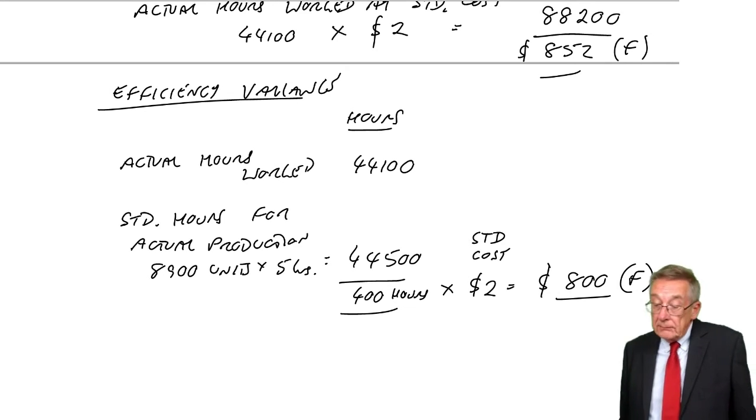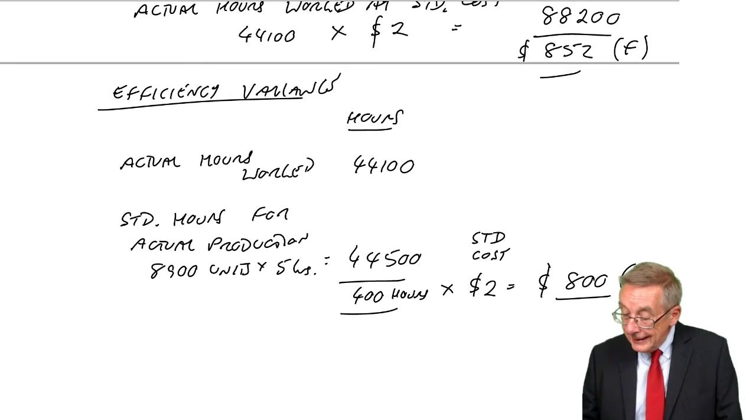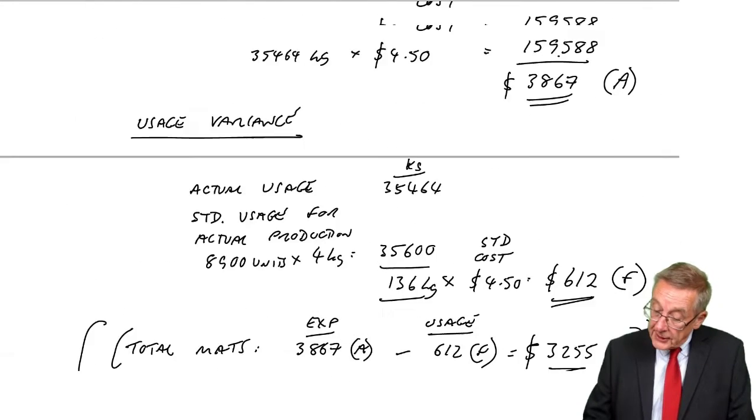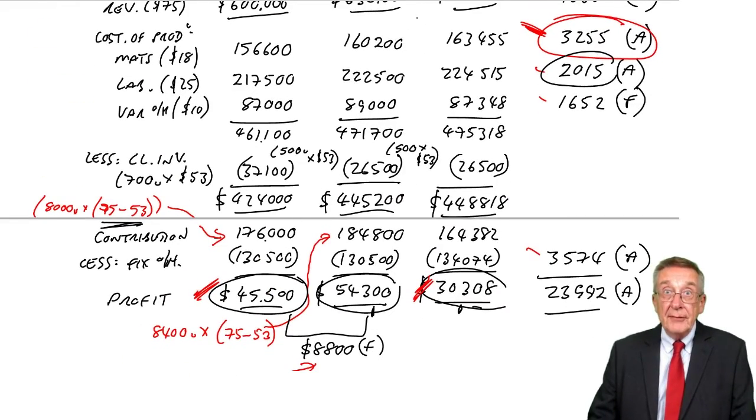Again, here we can check the two together. There's a saving of 1652. What we did in the last lecture, what was the total there? 1652 favourable.